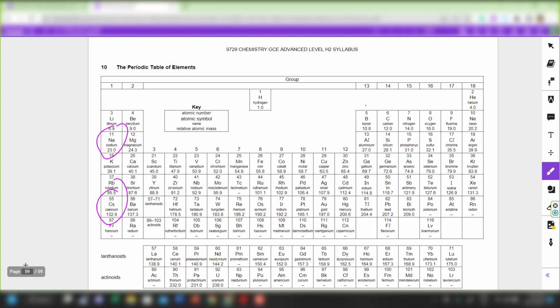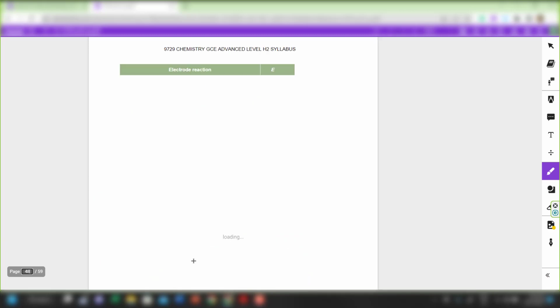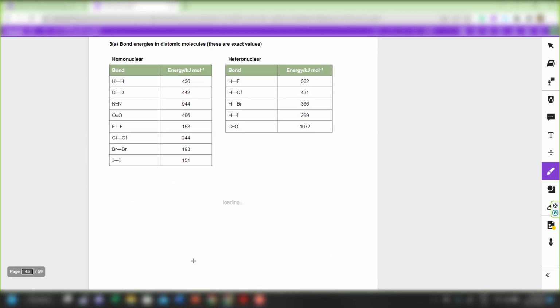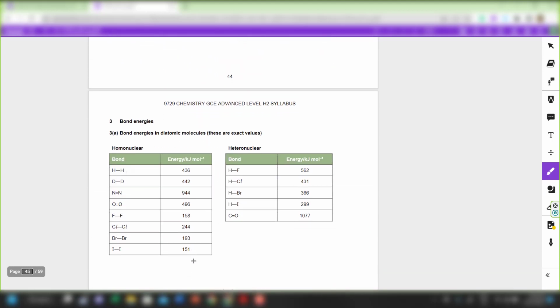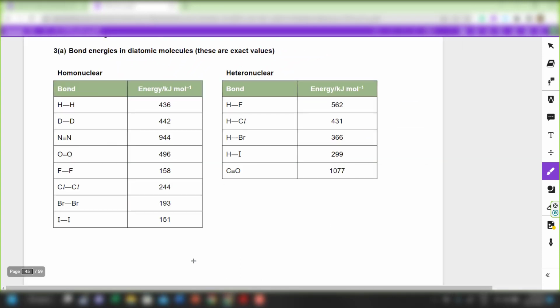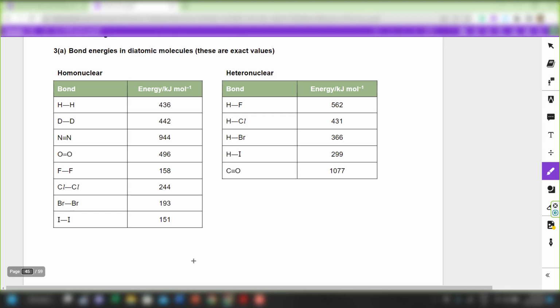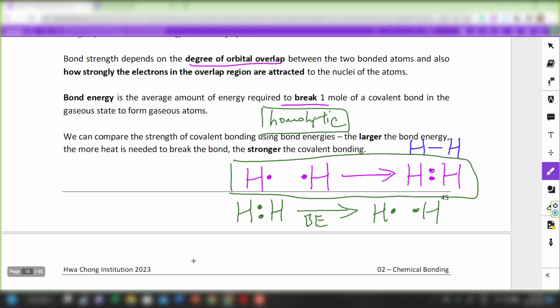So over here, I'm going to my data booklets. I'm just going to the earlier page, maybe page 48. I'm going to look at some of the bond energy. The bond energy data can be found after the ionization energy data. These are what we call homonuclear, meaning that the 2 atoms are the same. So that means that for 1 mole of hydrogen molecules, if you apply 436 kilojoules of energy, you're going to end up with 2 moles of hydrogen atoms. So this is the 436 kilojoules per mole. This is what it means.